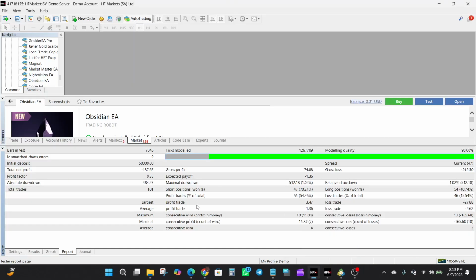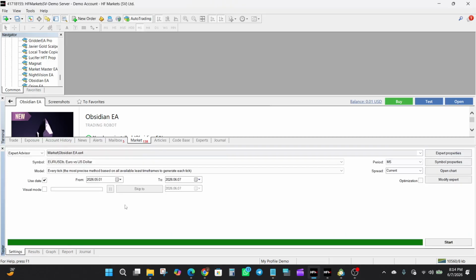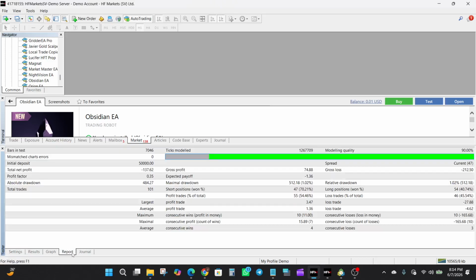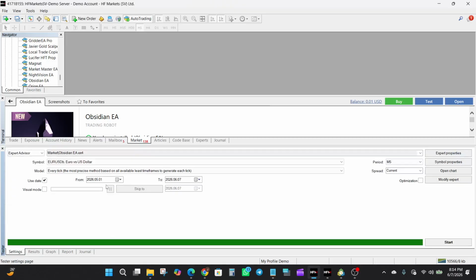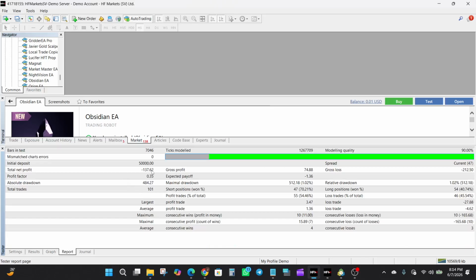Now, from our own backtesting that we did here on the Obsidian EA, I ran the backtest on Euro USD, on M5 time frame, every tick model, and it's just over about 1 month and 1 week. So over the past month, basically, from 2026 1st May to 2026 7th June. The report I'm getting here is from a $50,000 deposit. The total net profit was actually negative 137.62, and the total trades were 101.